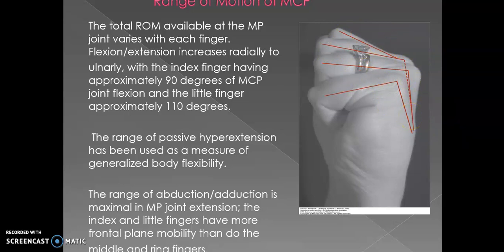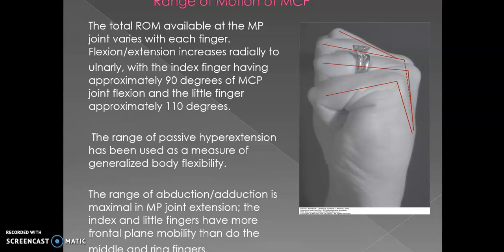So you understand that the MCP joint range of motion is not similar for all fingers. They are differing. The total range of motion available at the MP, that is the metacarpophalangeal joint, varies with each finger. Flexion extension increases from radial to ulnar. Ulnar is increased from radial; radial it is not that much. So it increases radially to ulnarly.